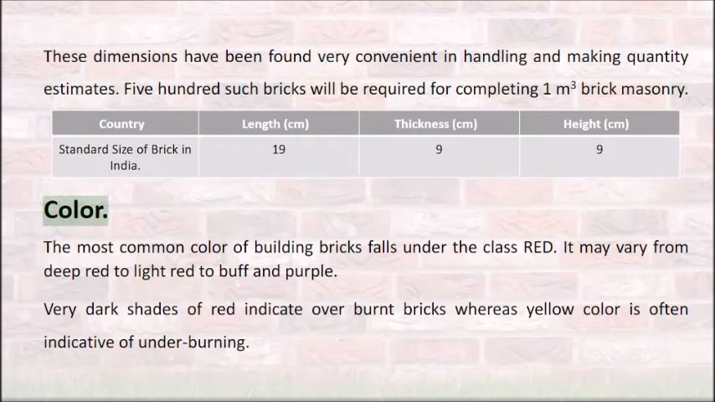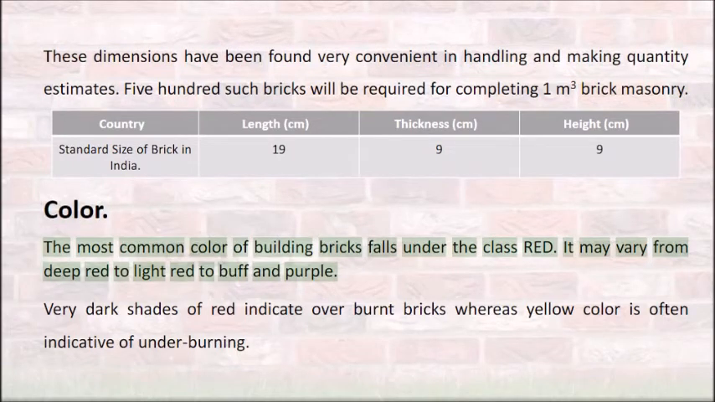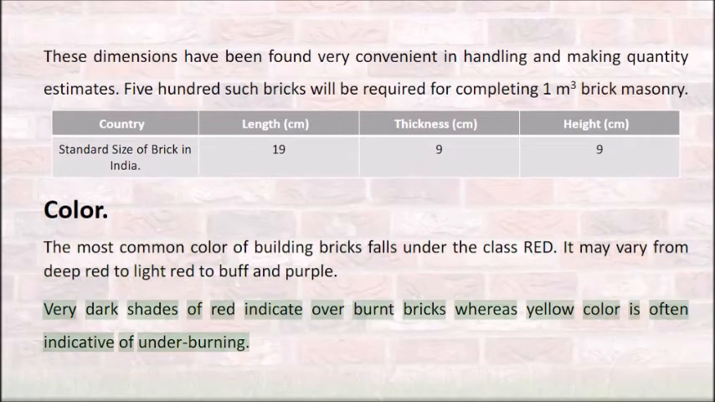Color. The most common color of building bricks falls under the class red. It may vary from deep red to light red to buff and purple. Very dark shades of red indicate overburnt bricks, whereas yellow color is often indicative of underburning.